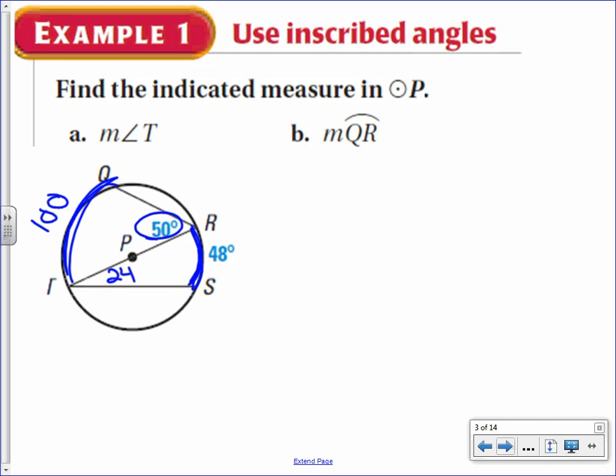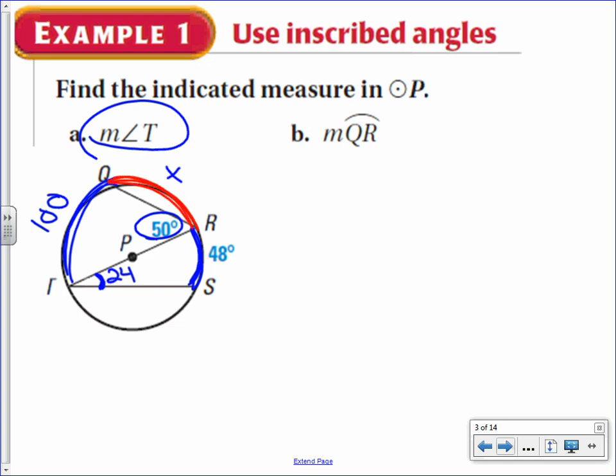Let's see what they want for angles. They got angle T. Angle T is that 24 degrees that we just found. And then they got the measure of arc QR. Oh no, we didn't find that. Okay, it's right over here. Let me put an X right there. Let me highlight that in red for you. Q to R is right here, guys.